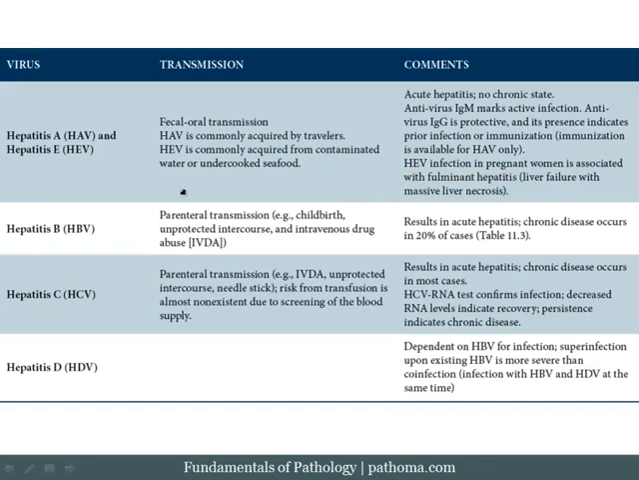Hepatitis B virus is transmitted parenterally, which basically means that it is transmitted via piercing of the skin or the mucous membranes. So this can occur during childbirth, during unprotected intercourse, or during IV drug abuse. Hepatitis B classically results in acute hepatitis and only rarely progresses to chronic disease. Only 20% of cases will actually go on to result in chronic disease.